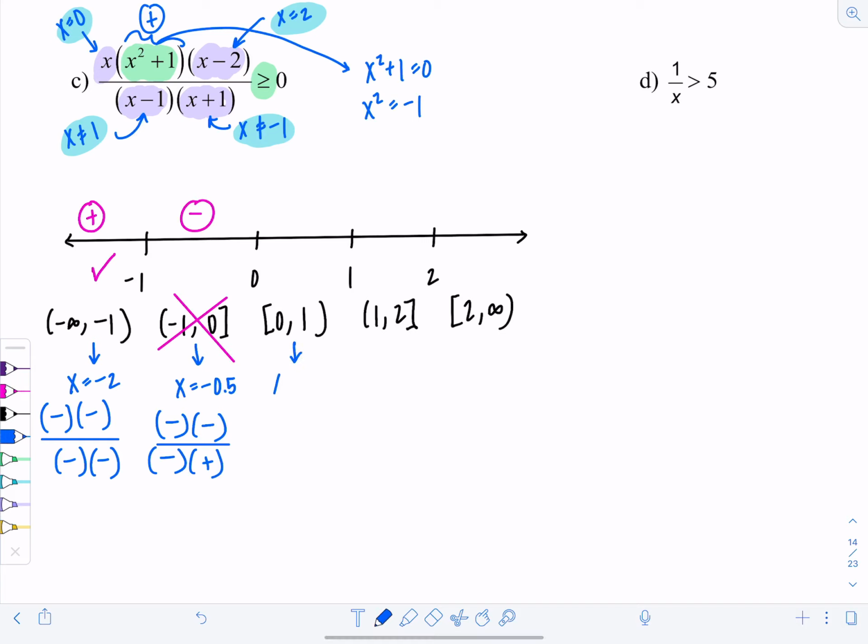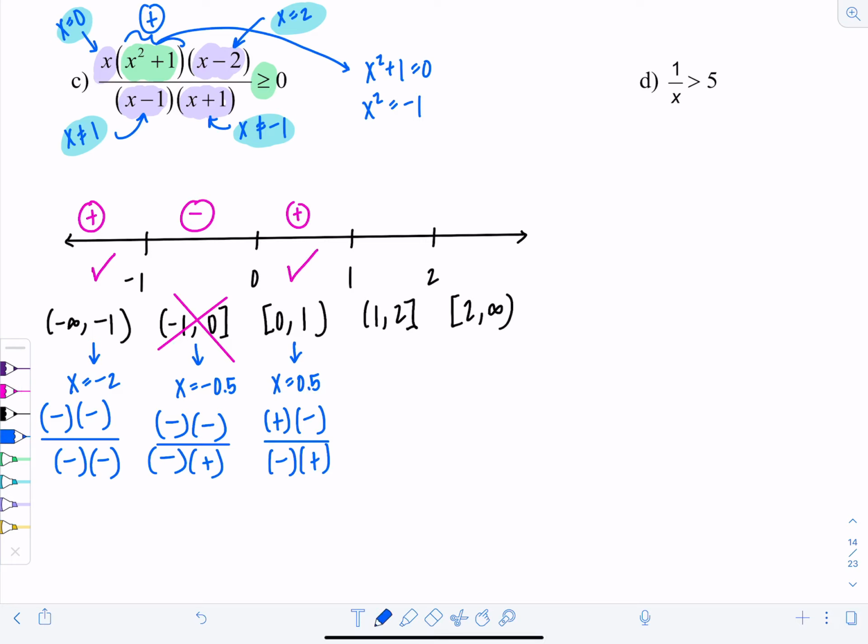From 0 to 1, x equals, let's use positive 1/2. So if I plug in positive 1/2 for x, that's positive. Everything in x squared plus 1 is positive. 0.5 minus 2 is negative. Now let's move to the denominator. 0.5 minus 1 is negative, and then 0.5 plus 1 is positive. So notice I've got 2 negatives, one in the numerator, one in the denominator. They're going to cancel each other out. So everything I substitute from this interval is going to make the expression positive, and that's good. Positive values are greater than or equal to 0, so that's going to be part of our solution set.